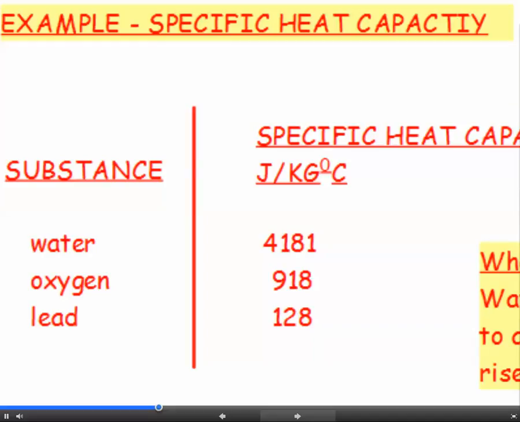So here's an example. Here are 3 different substances with their specific heat capacity. So if you look at the 3 values for water, oxygen and lead, you can see that water has a specific heat capacity of 4,181 joules per kilogram per degree centigrade. Oxygen 918, lead 128.